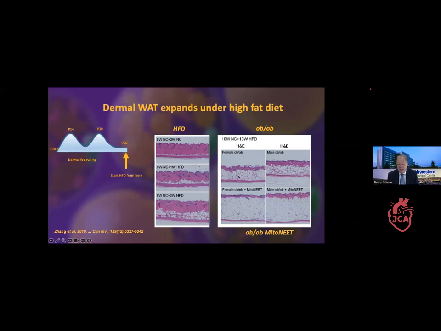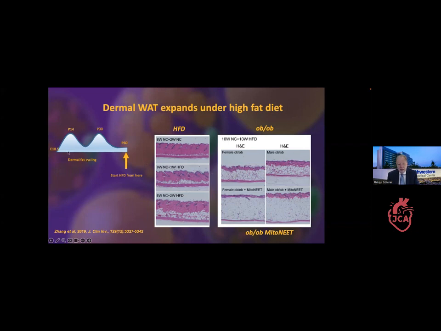that has the ability to produce antibacterial peptides as a first layer of defense for invasion from the skin. It is involved in hair follicle growth. It is involved in wrinkle formation. So it's a very important fat tissue.